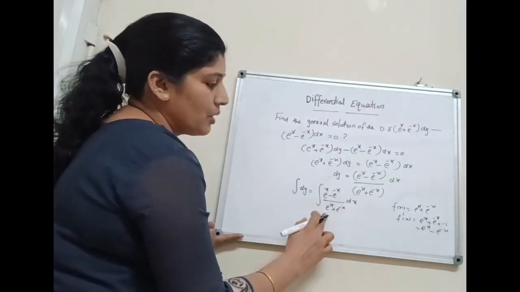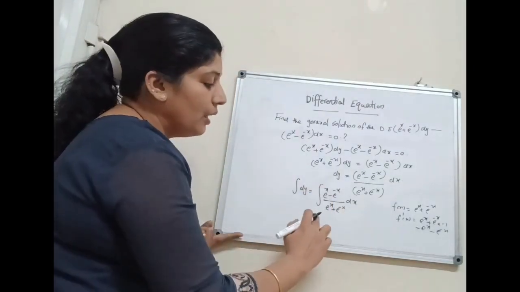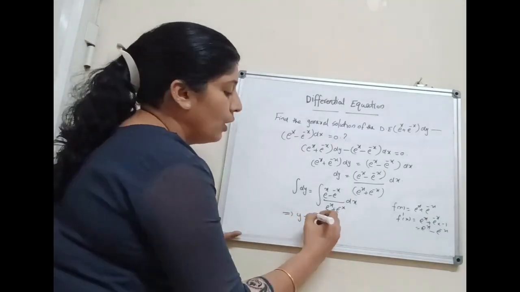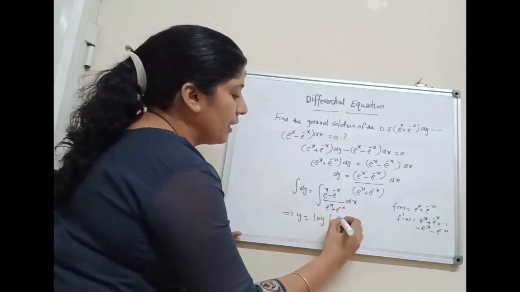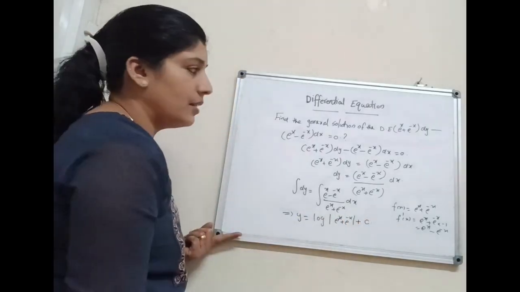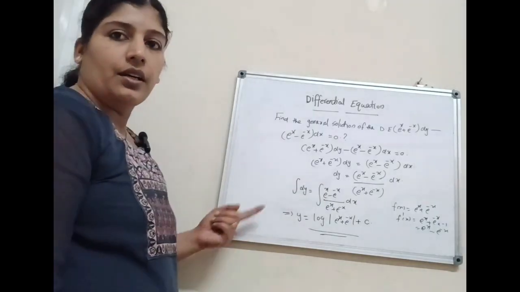Therefore, this integral is of the form f dash of x by f of x dx. Therefore, this integral is log of f of x. That implies y equal to log of mod e raised to x plus e raised to minus x, plus c. This is the general solution of the given differential equation.